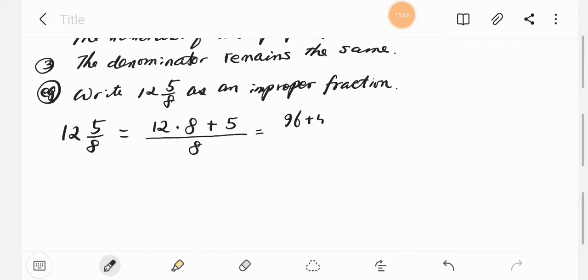So 96 plus 5 will be the numerator, and the denominator is this 8. Then 96 plus 5 is 101. So 101 is the numerator of the improper fraction, and 8 is the denominator. For an improper fraction, the numerator is always greater than or equal to the denominator, right? So that is how we convert a mixed number to an improper fraction.